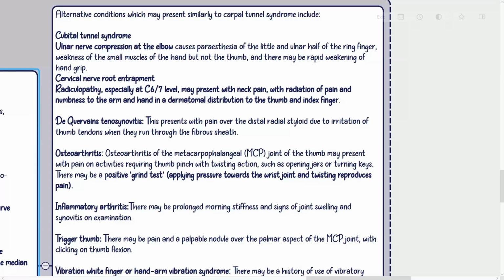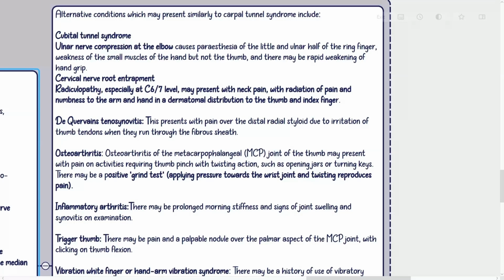Osteoarthritis. Osteoarthritis of the metacarpophalangeal joint of the thumb may present with pain on activities requiring thumb pinch with twisting action, such as opening jars or turning keys. There may be a positive grind test. Applying pressure towards the wrist joint and twisting reproduces pain.